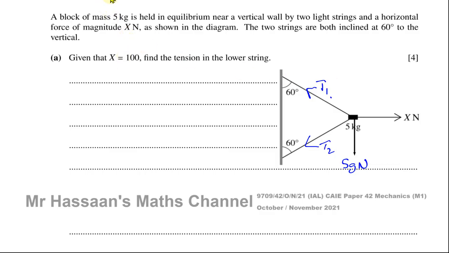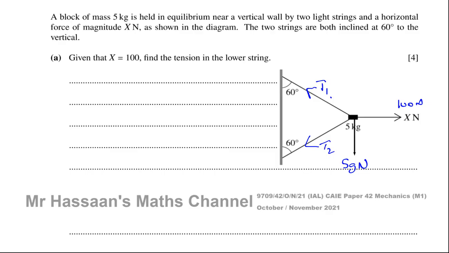So we know that X is 100. So this is 100 newtons here, pulling in this direction horizontally away from the wall. We have to find the tension in the lower string. So what we can do is think about resolving the forces acting on this particle horizontally and vertically. The 100 newtons and the weight are both already horizontal and vertical, so we have to resolve the forces T1 and T2 horizontally as well as vertically.